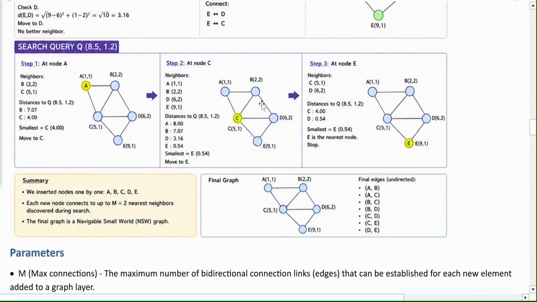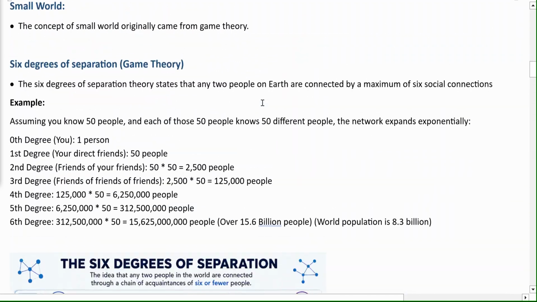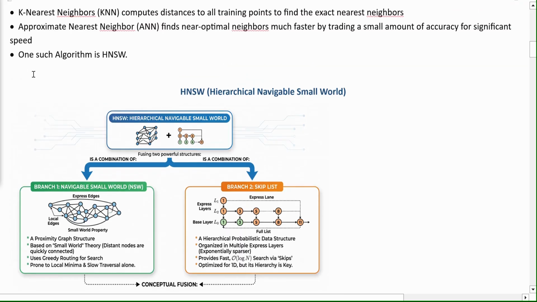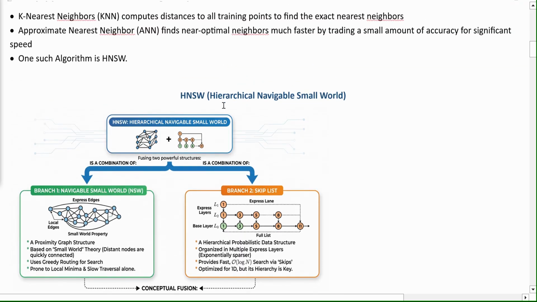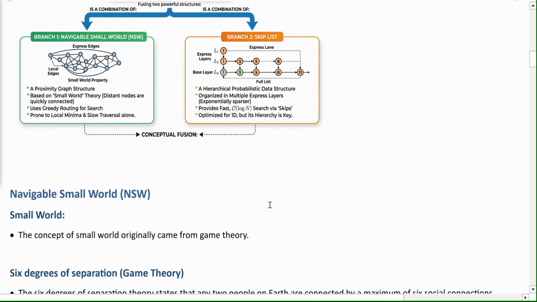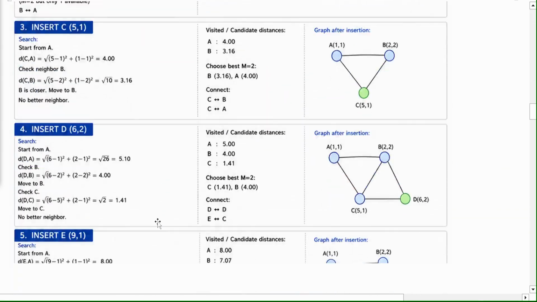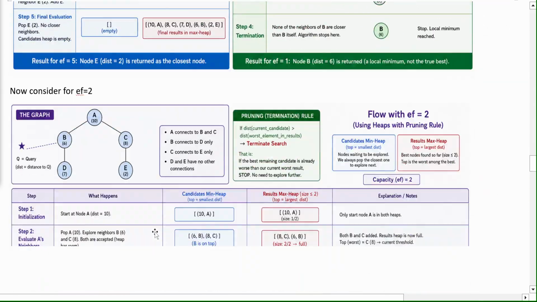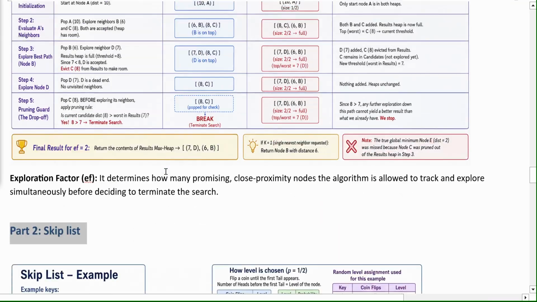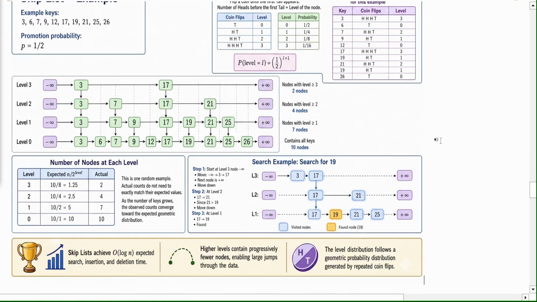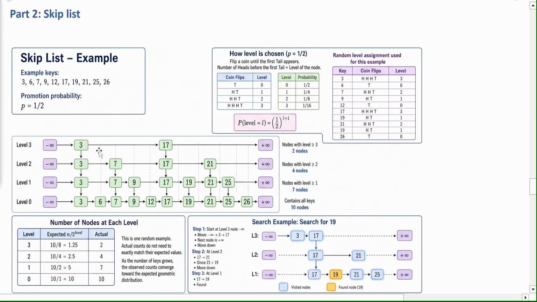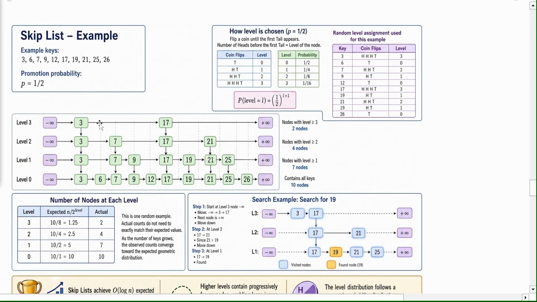Here I talked about two things, right? This HNSW is just a combination of two things, that is navigable small world and skip list. Now we discussed the navigable small world. Now let's come to the skip list. See, this skip list is an interesting data structure.